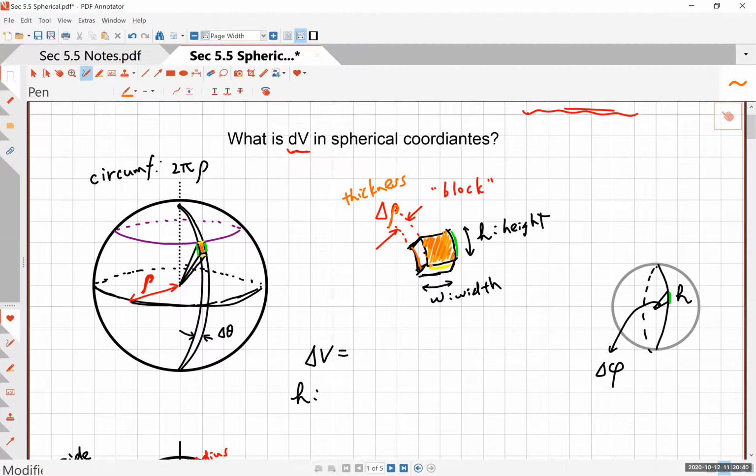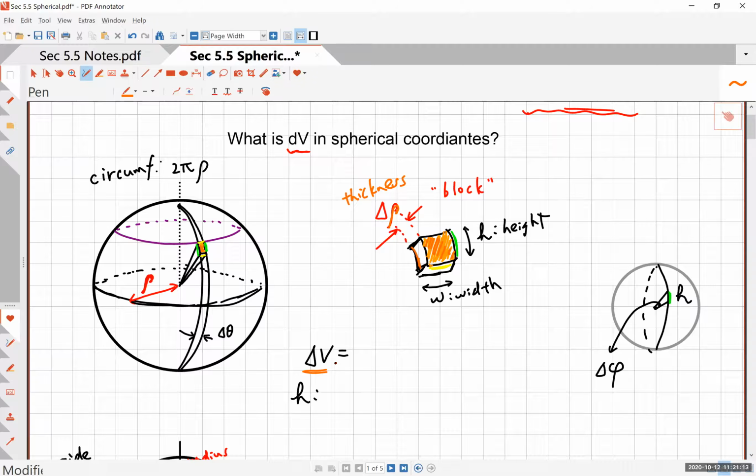Of course, the objective that we have right now is to approximate the volume of this block, and we are going to let delta rho, delta theta, and delta phi get smaller and smaller, infinitesimally small, so that based on this delta V, you can find what dV is. All right. So let's try to focus on finding the volume of this little block. That is what we will be doing.